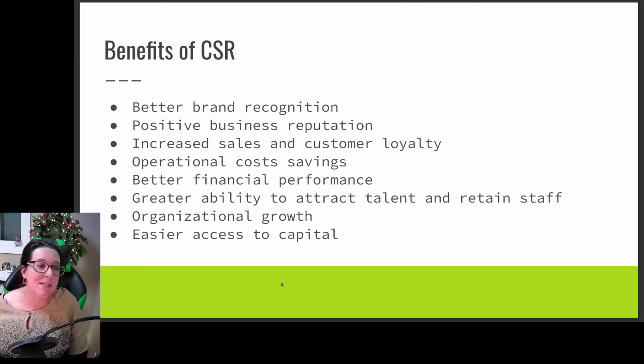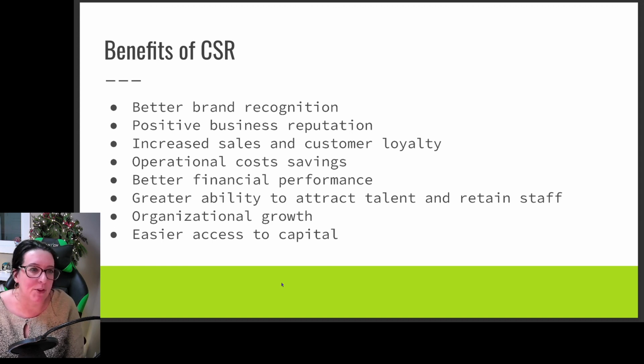So there are benefits to CSR. It creates brand recognition. There are a number of brands that, when we think of their philanthropic contributions, we think of that company. So it creates that brand. It increases sales because if you support what they're doing, you're more likely to buy from them. It creates that customer loyalty. It creates that positive business reputation. It can also create operational savings.